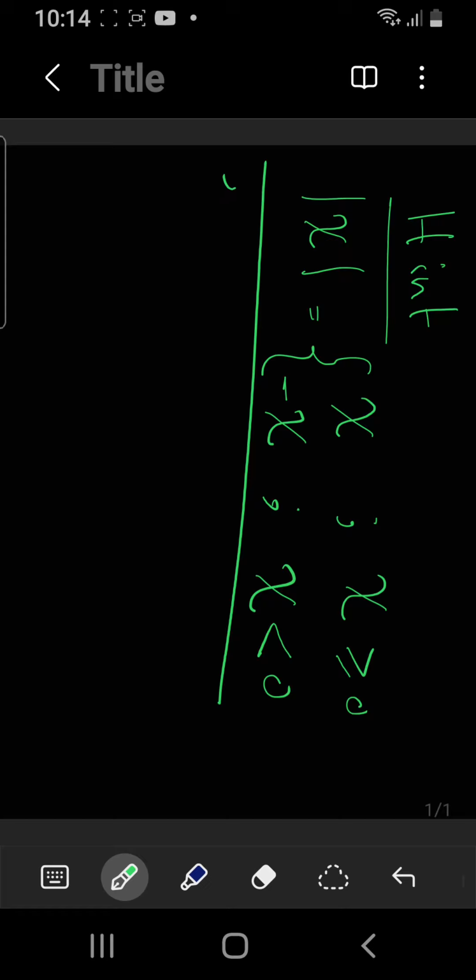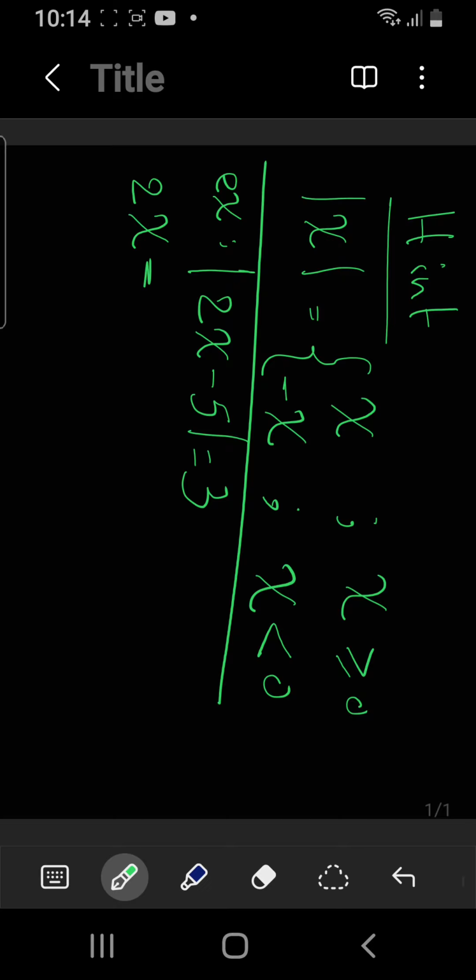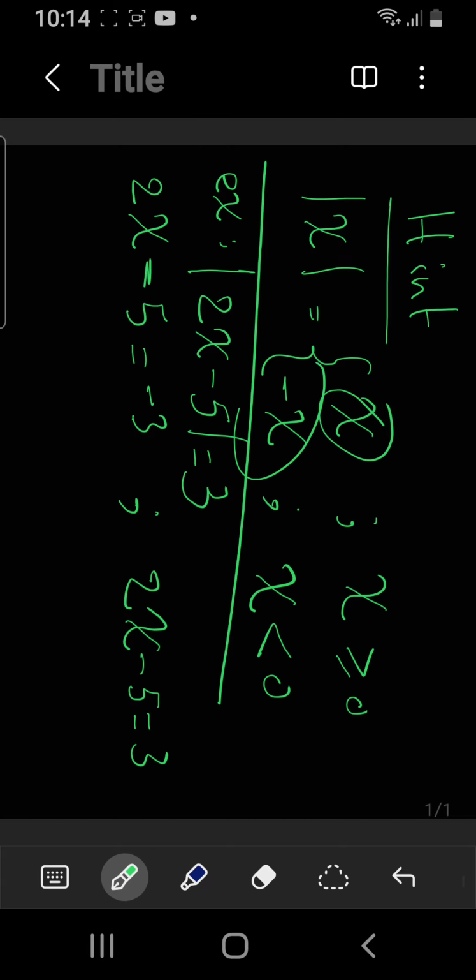Example, the absolute value of 2x minus 5 equals 3. Solve this equation and evaluate your solution. How can I solve this equation? We always have two values: 2x minus 5 equals negative 3, and 2x minus 5 equals 3, because the absolute value, we said we define it as x and negative x, as a positive and as a negative.